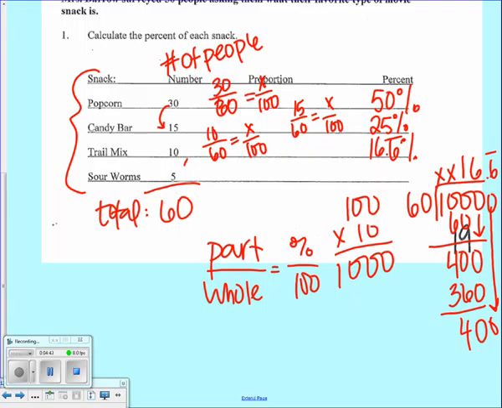And then for the last one, 5 out of 60 equals x over 100. What do we notice between 10 and 5? Half. So can we just half this percentage? And what are we going to get? 8.3 repeating.